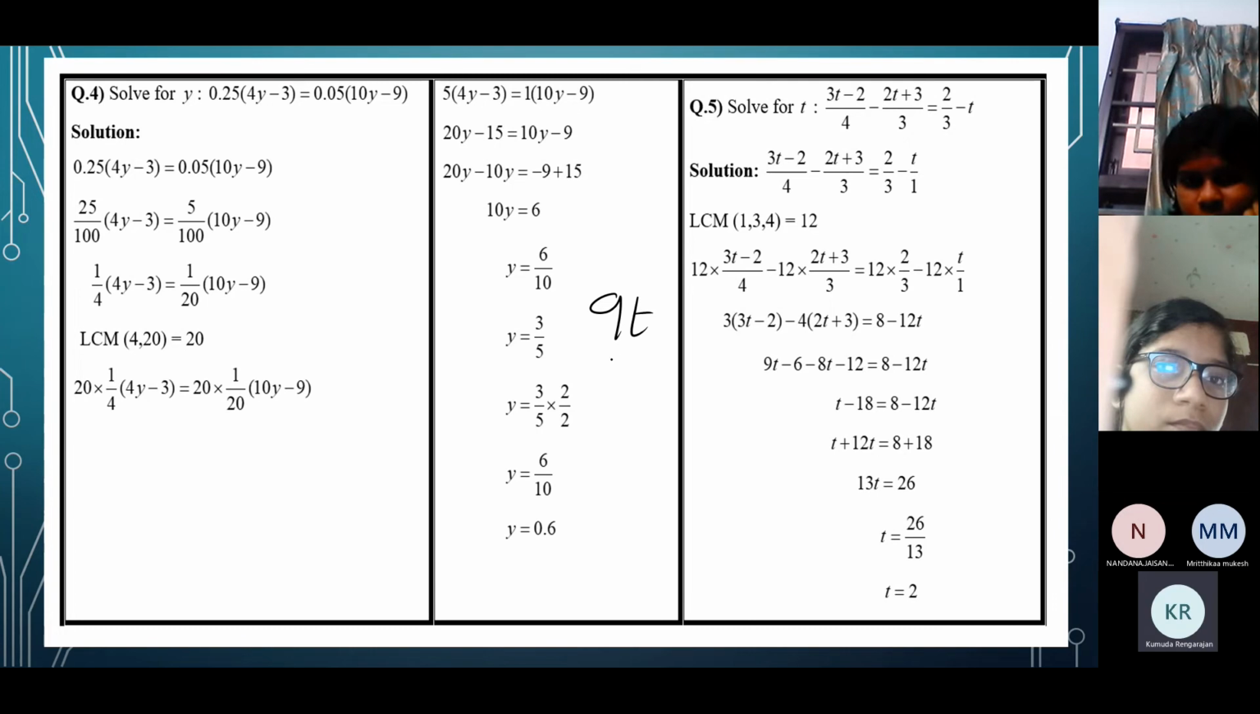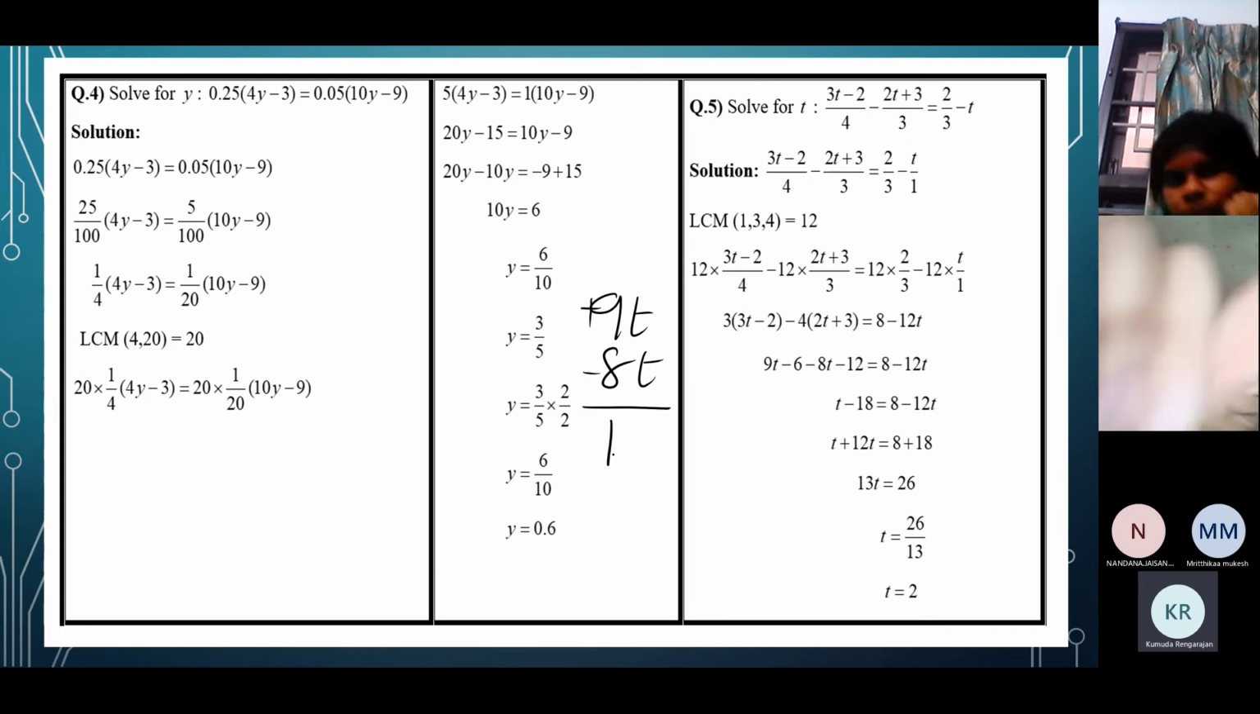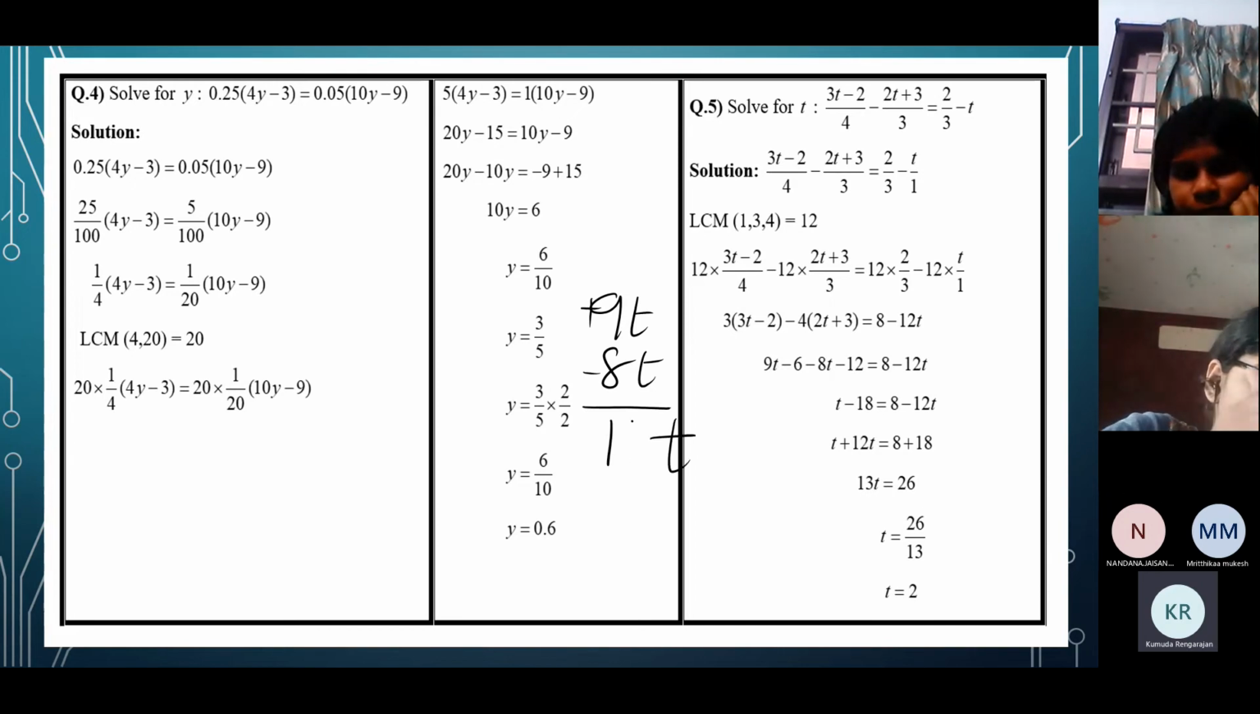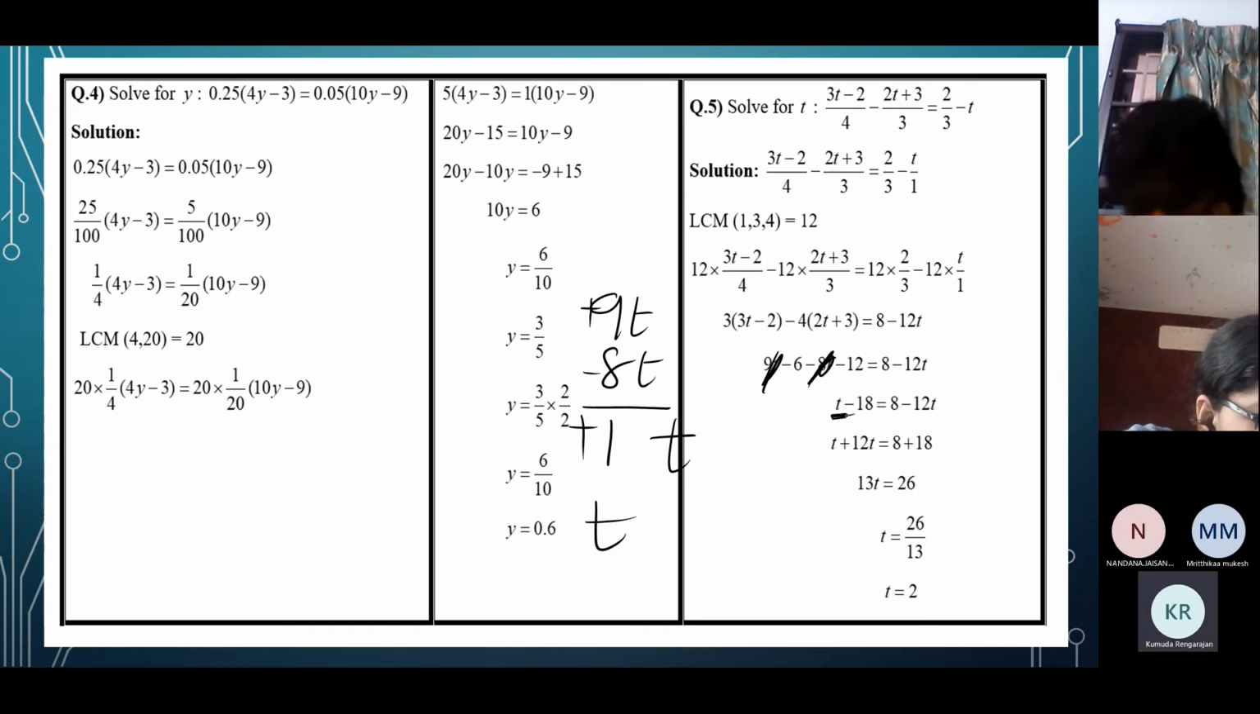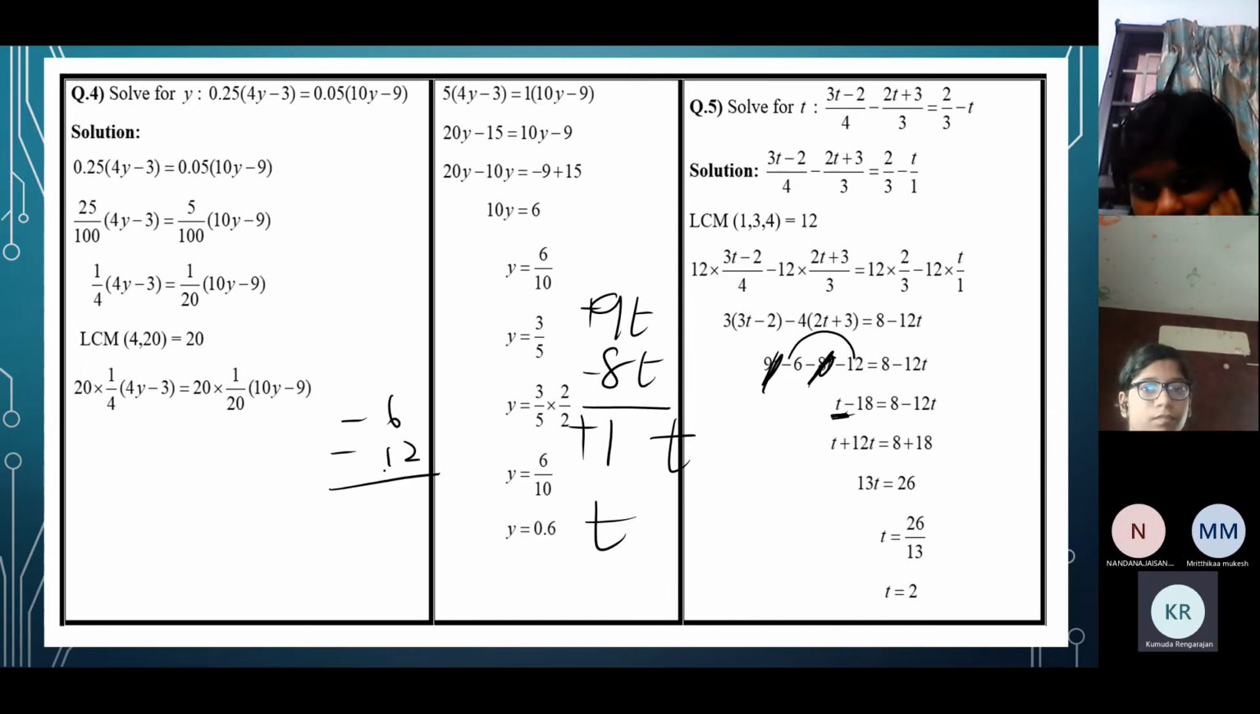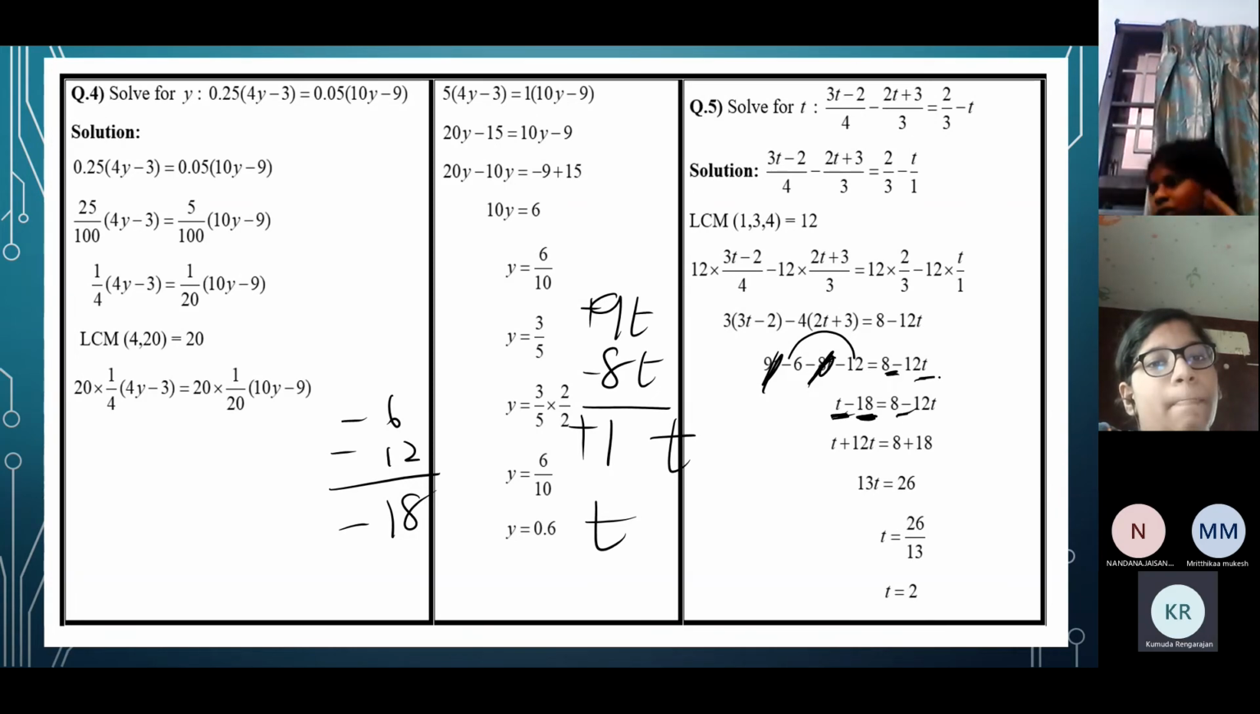Plus 90 minus 80. Different signs. Subtract 1, 1t. Put the sign of the greater number, plus. So plus 1t or simply t. So 90 and minus 80 we got t. Then minus 6 minus 12. Same signs. Add. Put the same sign. Minus 18. Am I clear? Yes, ma'am. Then on the RHS, I've written the 8 and minus 12t as it is.